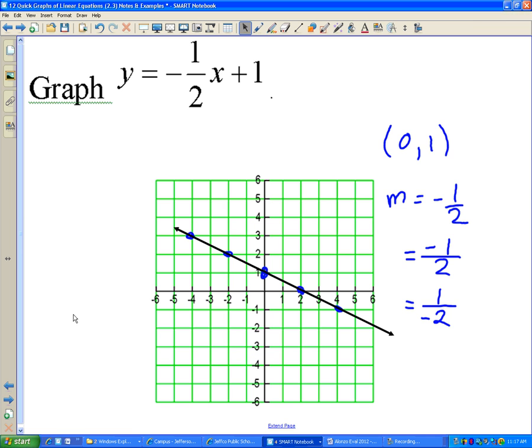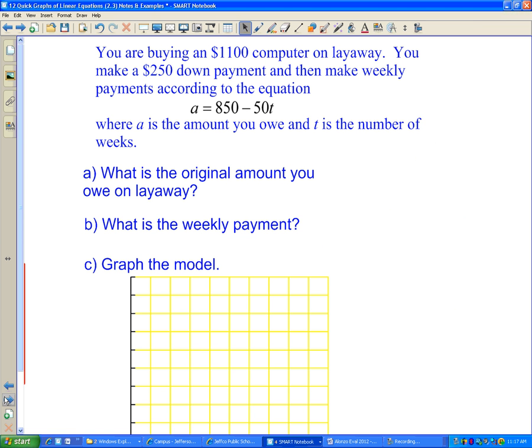What else can I use this for? Let's see. Here's a word problem. Again, if you need to, scroll back and rewind and look at those problems again. Make sure you can do those quick graphs. You are buying a $1,100 computer on layaway. You make a $250 down payment and then make weekly payments according to this equation, where A is the amount you owe and T is the number of weeks. What is the original amount you owe on layaway? What is the weekly payment? Graph the model.